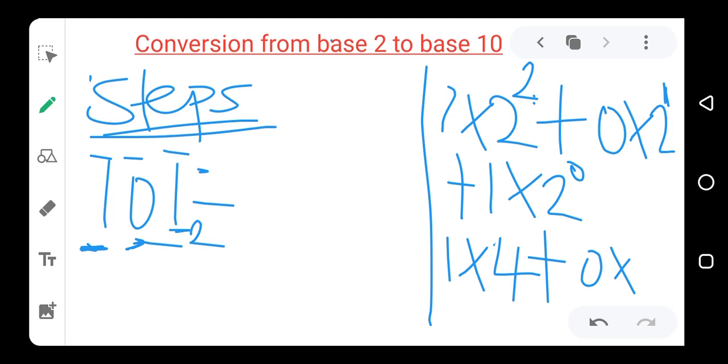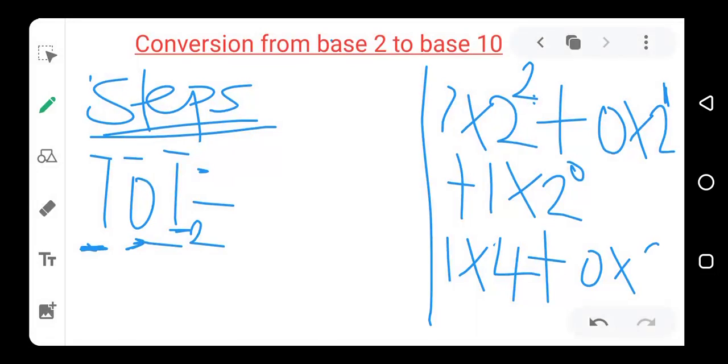Anything raised to power 1 is that number. So 2 raised to power 1 is 2. 3 raised to power 1 is 3. 4 raised to power 1 is 4. 5 raised to power 1 is 5. 6 raised to power 1 is 6. Any number, 100 raised to power 1, is 100. So here we have 2 raised to power 1. So we are going to write 2.